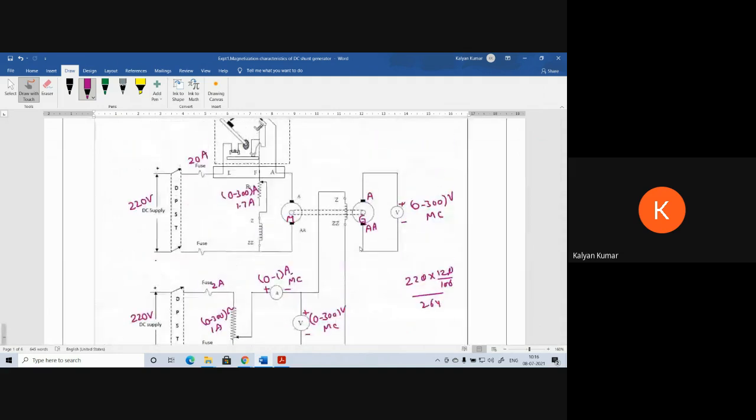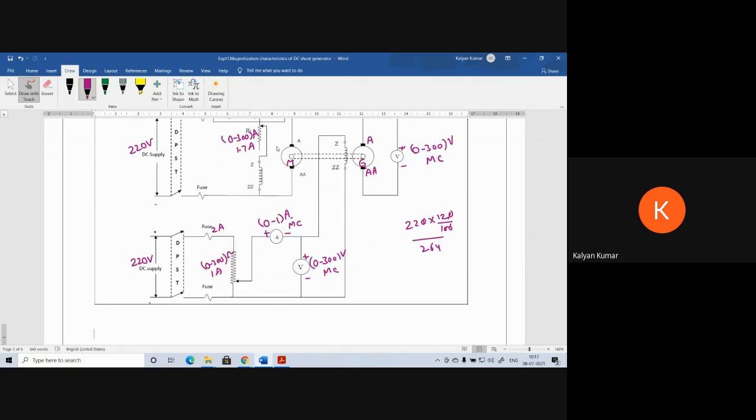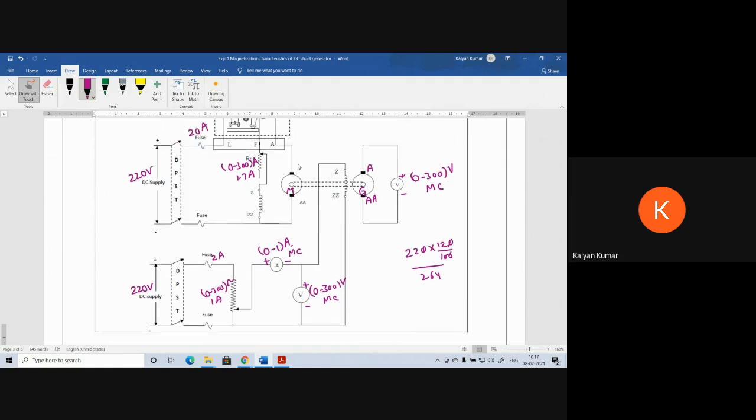Now, coming to the experimental setup. We have to make connections as per the circuit diagram. How we are going to take the readings practically, we will see in the practical setup video. Here I am just going to explain how we take the readings. First, we bring the shunt motor to the rated speed by using this field rheostat. Once the shunt motor operates at rated speed, the generator will also operate at rated speed.